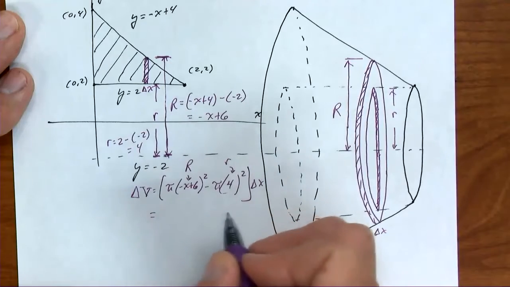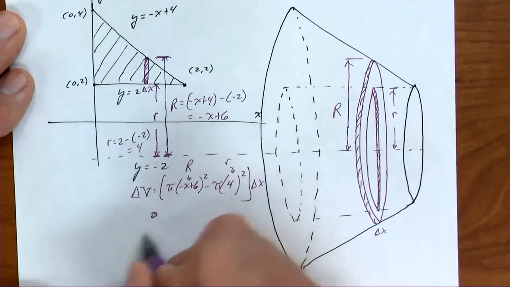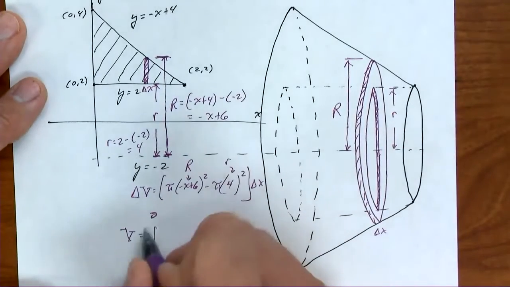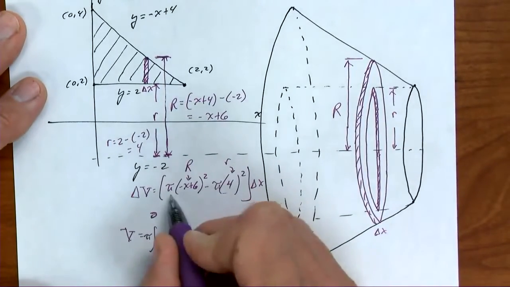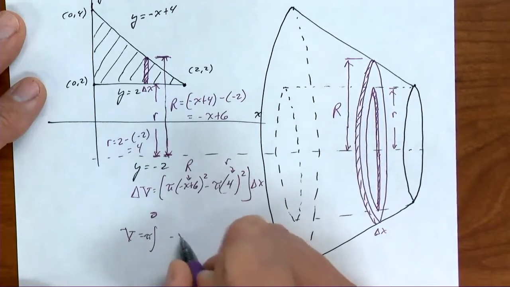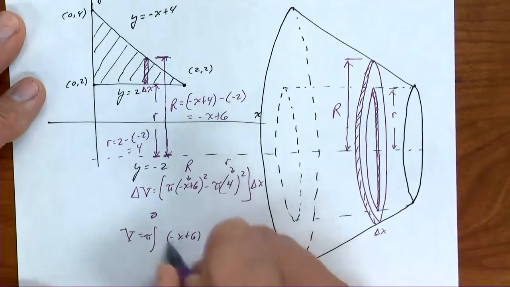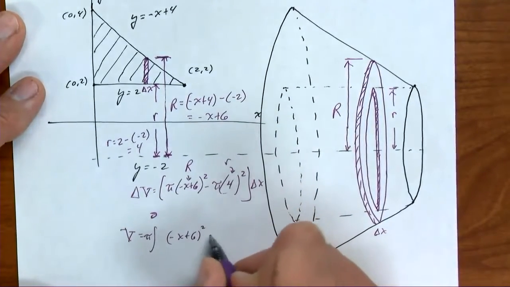And we could clean that up just a little bit. In fact, let me just go straight to the formula for the overall volume. Of course, we can factor out the pi. I'm going to leave that as negative x plus 6 squared minus 16.